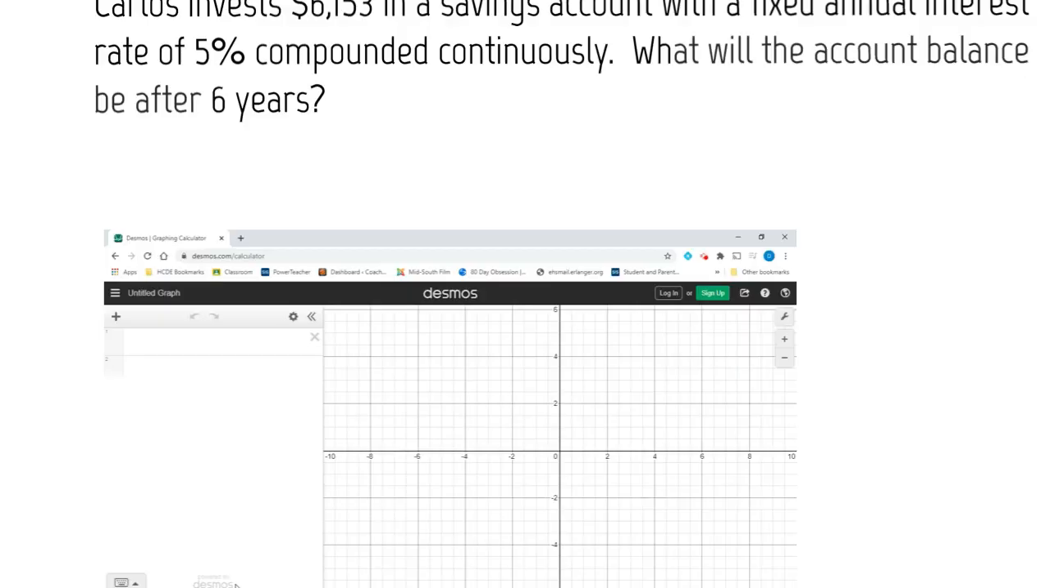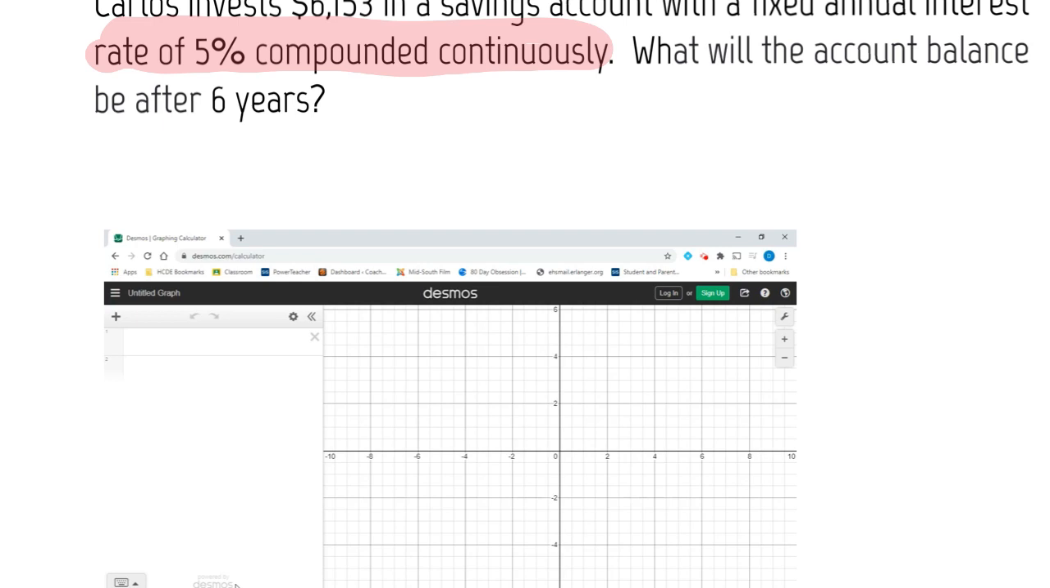So we're going to first construct our formula here after reading our problem, and I'm going to play a video on how we can put this into Desmos, and I may show you how we can put this in a TI-83 as well. So it says Carlos invests $61.53 in a savings account with a fixed annual interest rate of 5% compounded continuously. That's how we know we will be using that PERT formula. How much will this account balance be worth after 6 years?